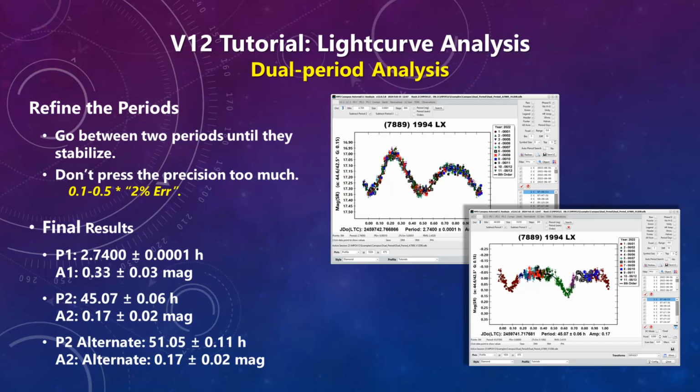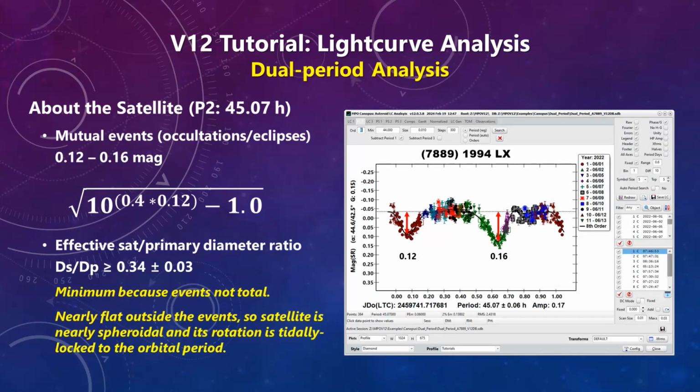Sometimes it's best to step back and take a wider view. Other than being binary and having an orbital period of about 45 hours, what more can be learned? For one, the ratio of the effective diameters of the satellite and primary. Use the depth of the shallower event in the formula to compute the ratio. This gives something close to 0.34.